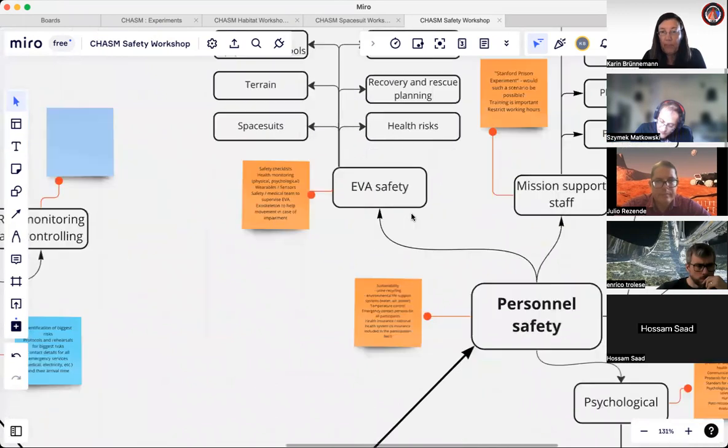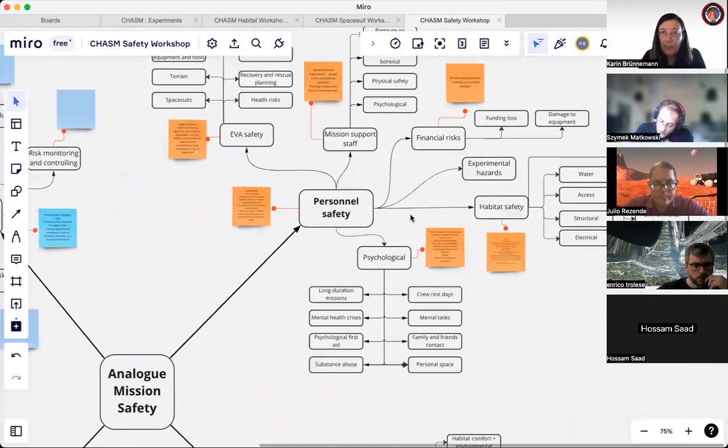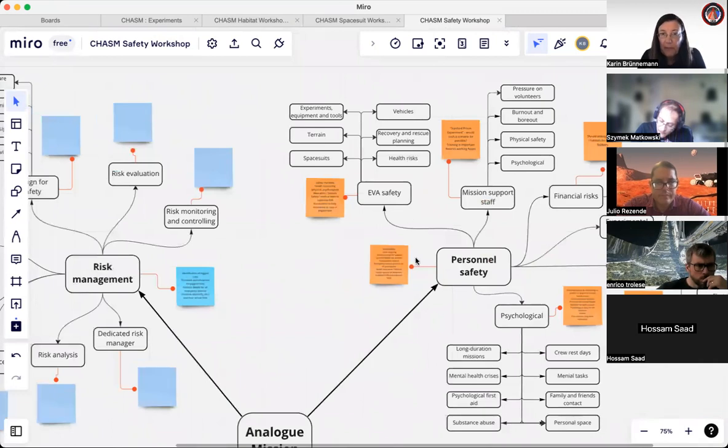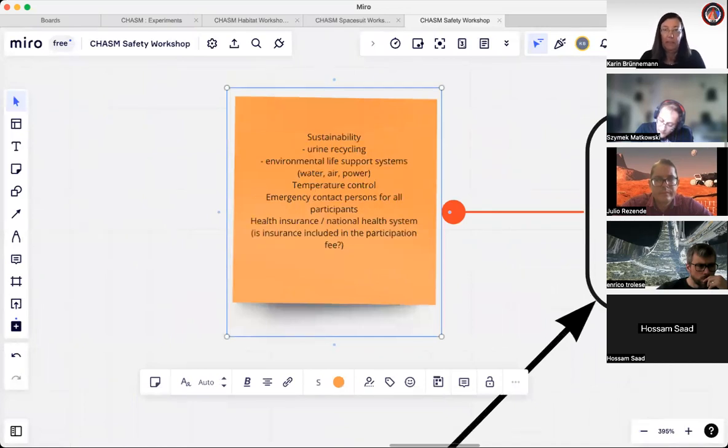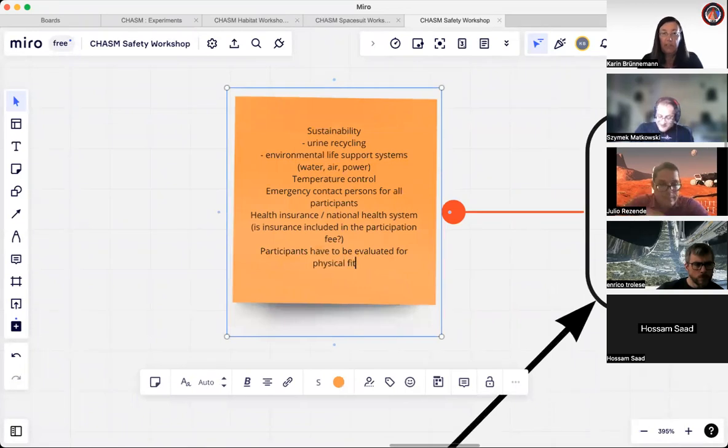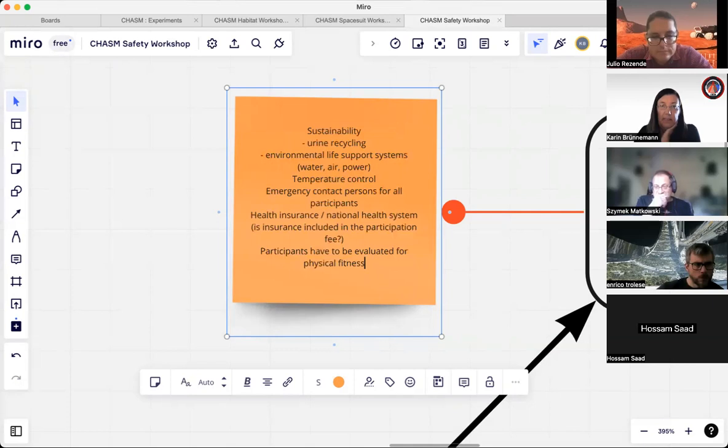So personal safety, psychological, habitat safety. We put this here as a general point, evaluated for physical. Yeah, does that cover your point, Hassan? Yeah, Julio?